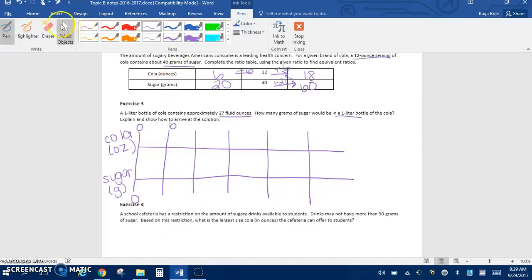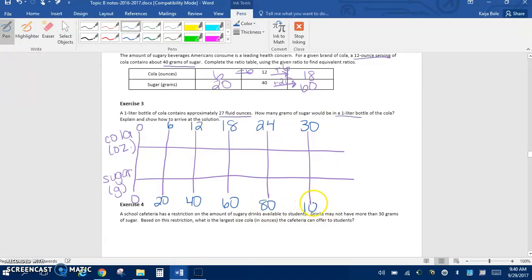Our first number from the table: for 6 ounces of cola, we know that there are 20 grams of sugar. On the next line, for 12 ounces of cola, there are 40 grams. And for 18 ounces, there are 60 grams. If we keep going and add another 6 up here, we'd have 24. Another 6, we would have 30. On the bottom, we're adding 20 every time, so we'd have 80, and then 100. So that's our double number line.